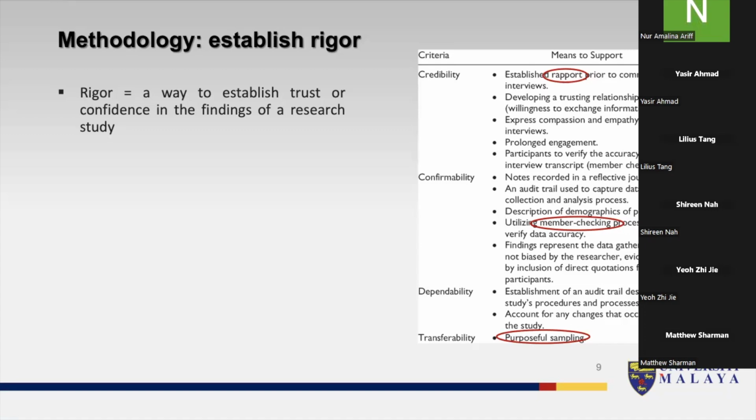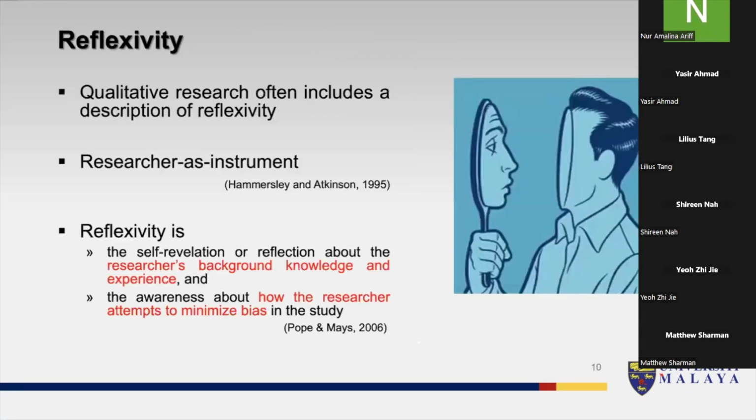And then purposeful sampling is another type of sampling where, when you choose your sample, you choose those who are rich with information, so that the data can be transferred to the same group of people with the same conditions, for example.